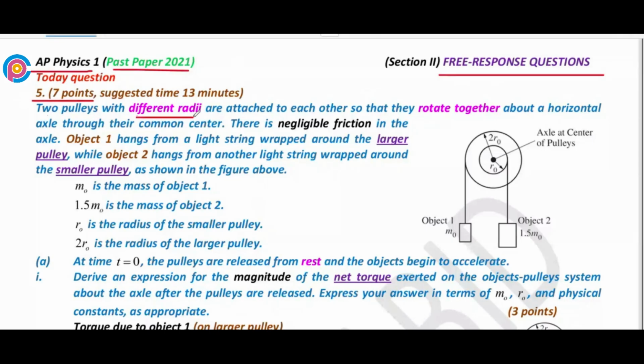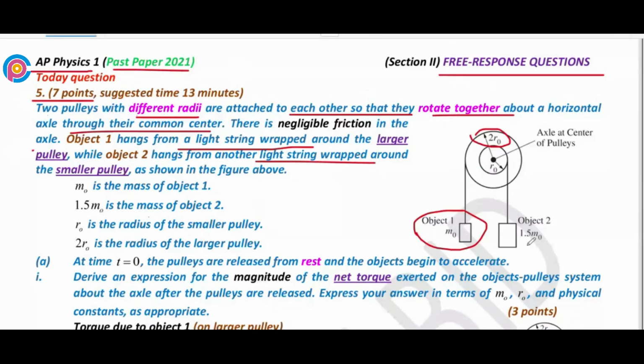Two pulleys with different radii are attached to each other so they rotate together about a horizontal axle through their common center, as shown in the figure. There is negligible friction at the axle. Object 1 hangs on a light string wrapped around the larger pulley. So m1 is the lighter mass, connected with the larger pulley. Object 2 hangs on another light string wrapped around the smaller pulley.